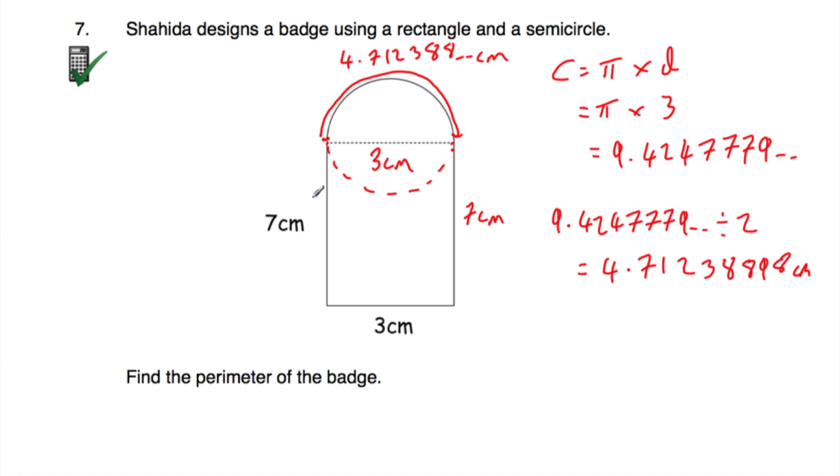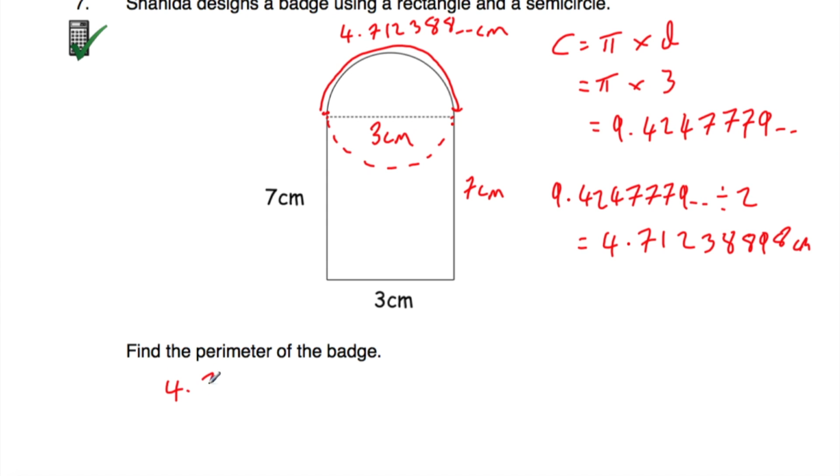We've been asked to find the perimeter of the badge. We now just need to add up the distances around the outside. So we're going to take that length of that arc, that 4.7123 and so on. We're going to add on 7. We're going to add 3. And then we're going to add 7. And we'll type that into our calculator and see what we get.